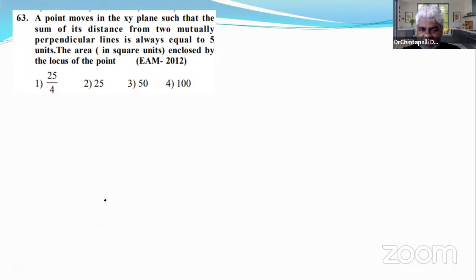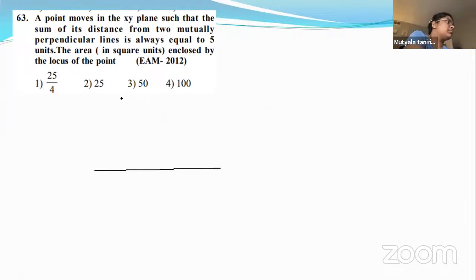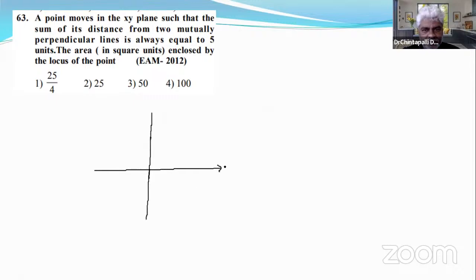The idea of taking the x-y axis makes the problem very simple. Yeah, these are two mutually perpendicular lines. X and Y axes are mutually perpendicular lines. Whenever we have a point in the question and two mutually perpendicular lines, then those two lines can be taken as the X and Y axes, right? Now, there is a point that moves. For example, it is a point.